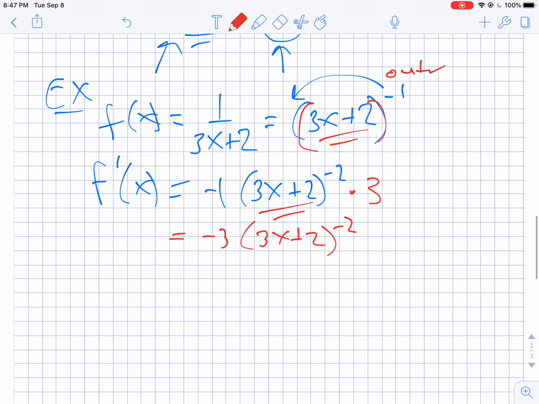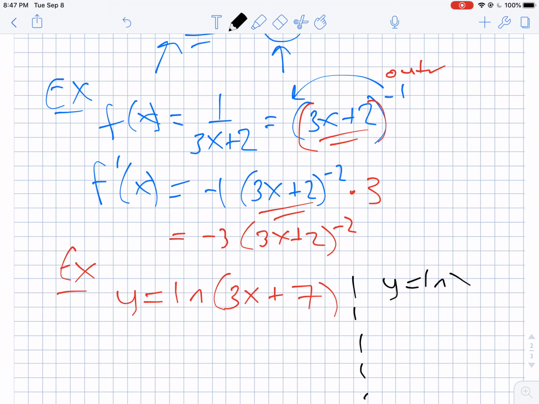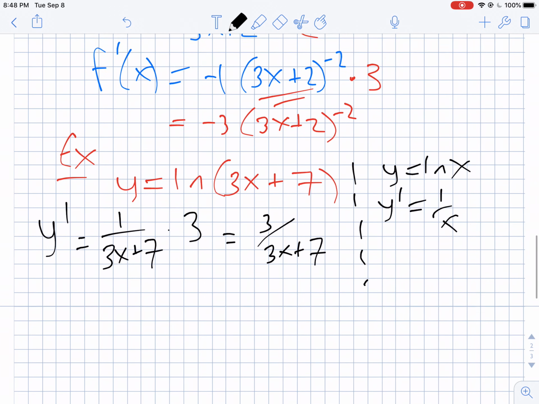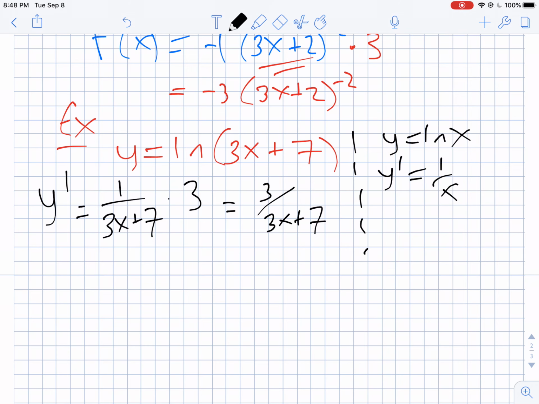Okay, so let's get a couple other of these basic examples. Say we have the natural log of 3x plus 7. Now again, I want to remind you what happens if we just have ln of x. Well, you take the derivative, you just get 1 over x. So we're going to start with that same thing. The derivative of ln(3x plus 7) is 1 over (3x plus 7). And then by the chain rule, you multiply by the derivative of 3x plus 7, so times 3. If you want, you could write it as 3 over (3x plus 7). Okay, so that should work out fine.